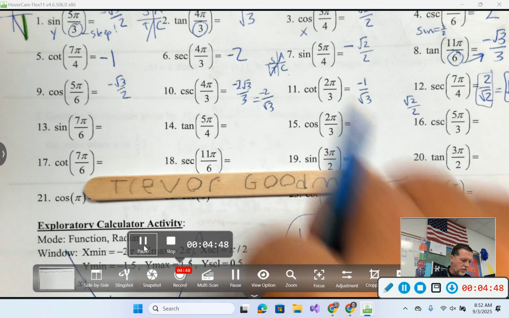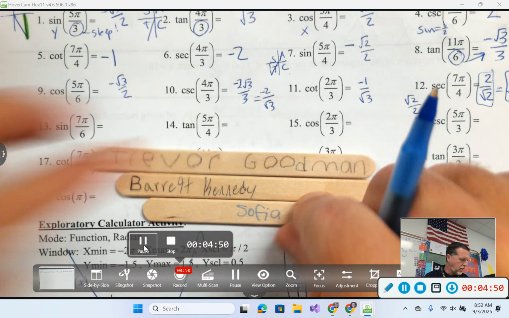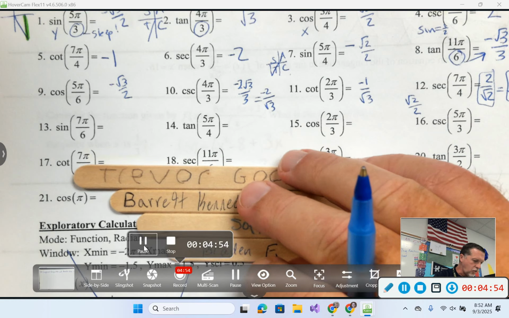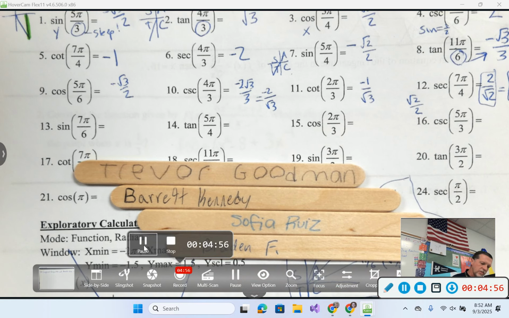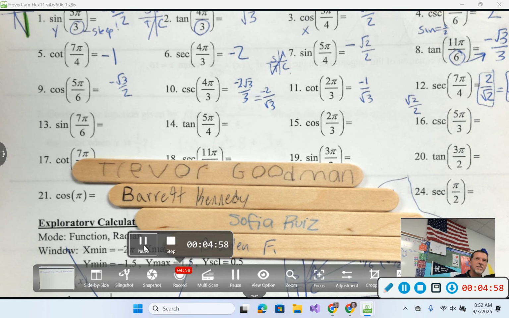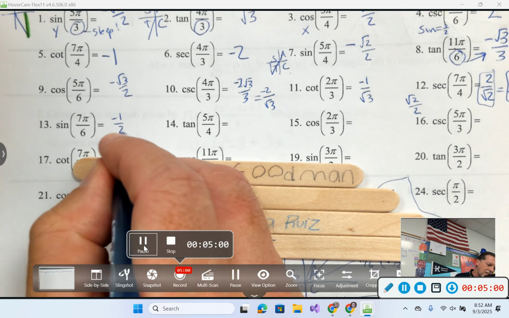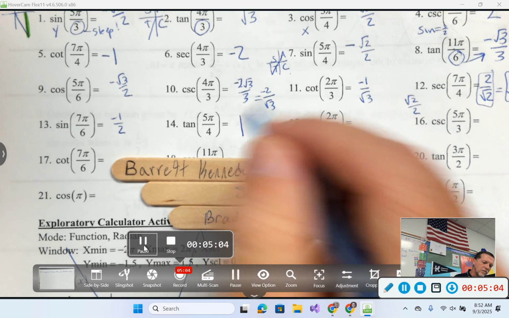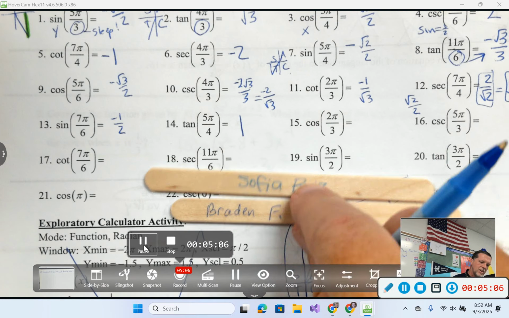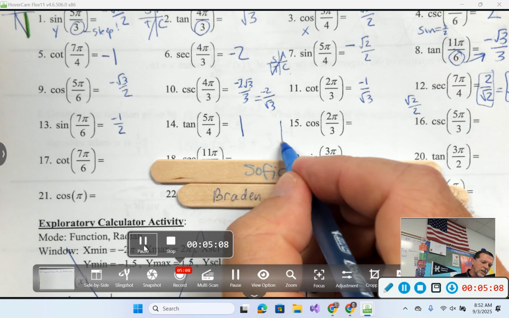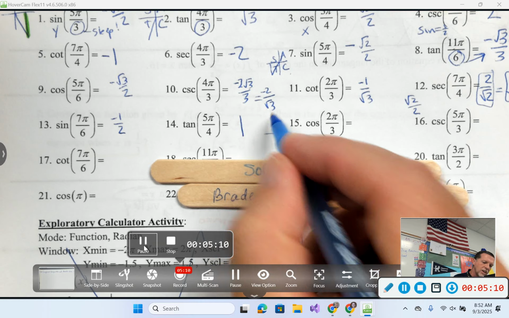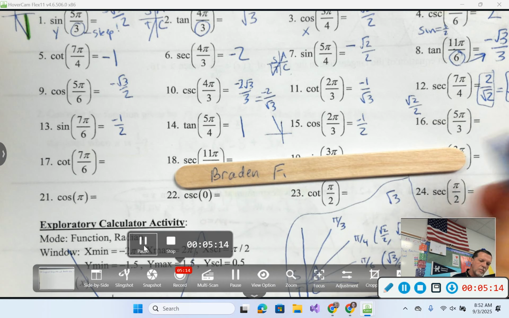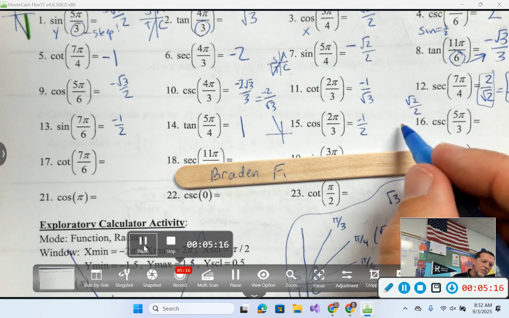All right. Trevor, Barrett, Sophia, and Braden for the next 4. 13, Trevor, sine of 7 pi over 6? Negative 1/2. Barrett, tangent of 5 pi over 4? 1. Sophia, cosine of 2 pi over 3? Negative 1/2. And Braden, the cosecant of 5 pi over 3?